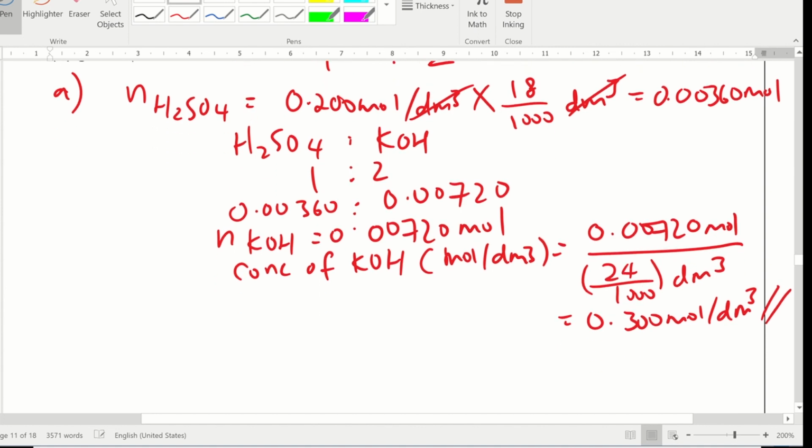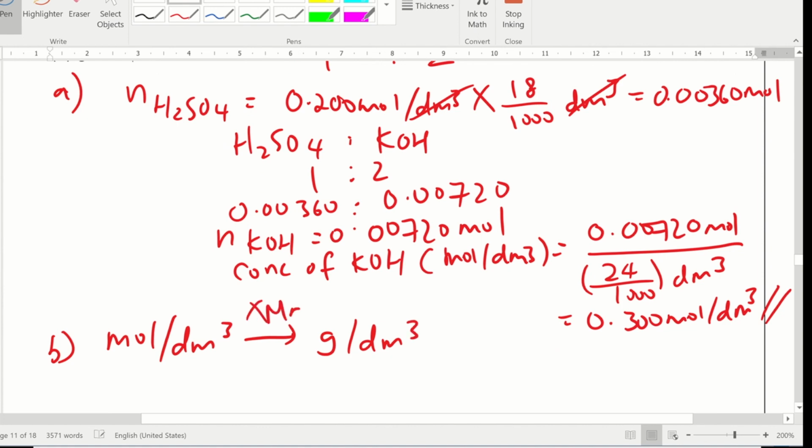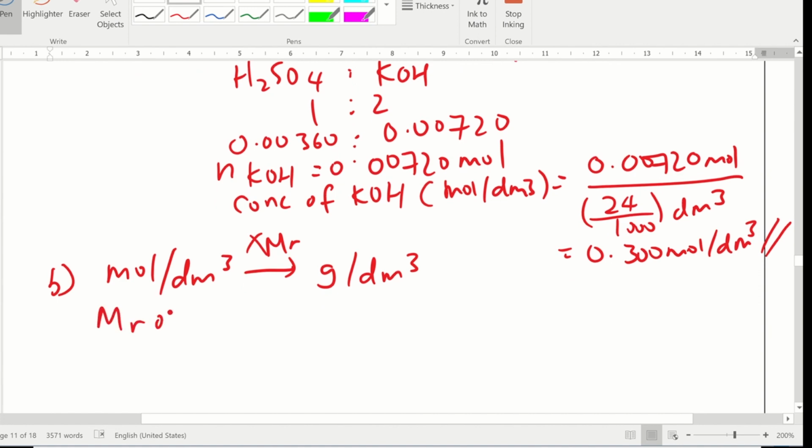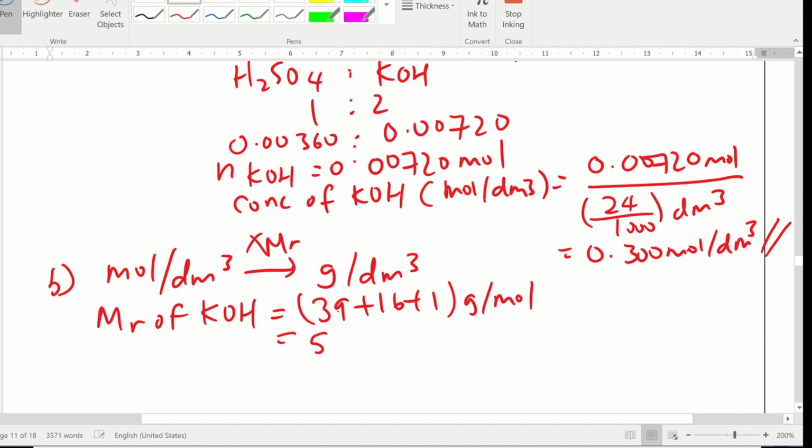Part B. Now they want you to change it to gram per dm cube. So from mole per dm cube, you need to convert it to gram per dm cube. You multiply by your molar mass. So what is the molar mass of KOH? Molar mass of KOH is 39 plus 16 plus 1 gram per mole, and you will get 56 gram per mole.